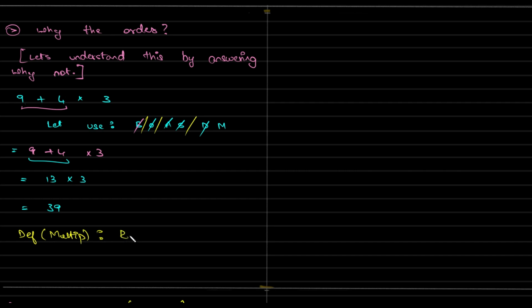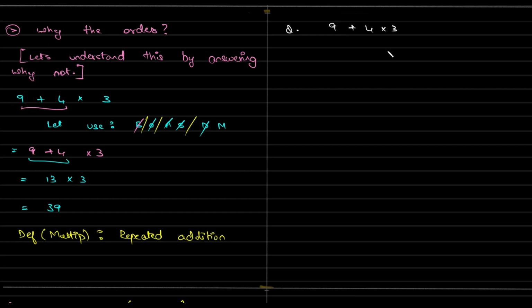Multiplication is what? Repeated what? Repeated addition, right? So here we have a multiplication operation happening, right? In the question 9, let me write the question again. 9 plus 4 into 3. So multiplication is happening. Let me write in terms of addition.